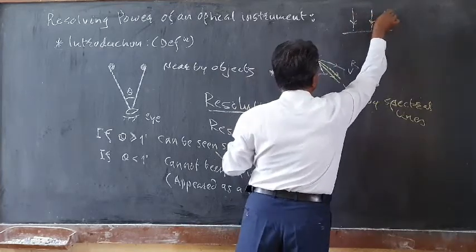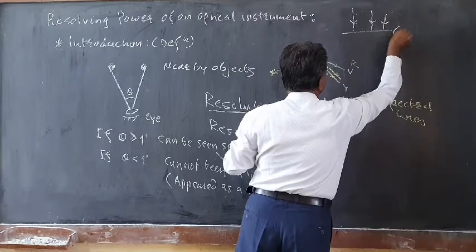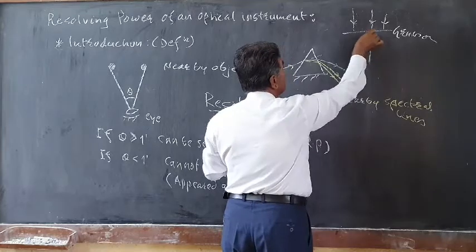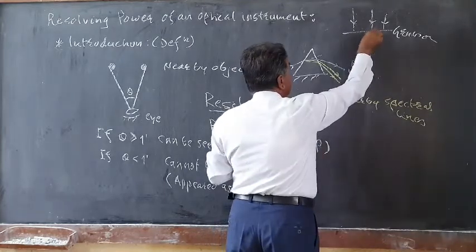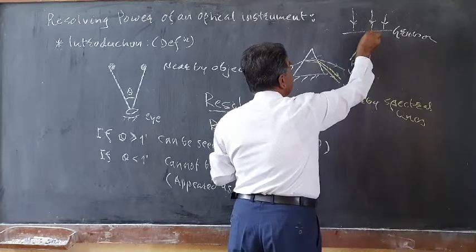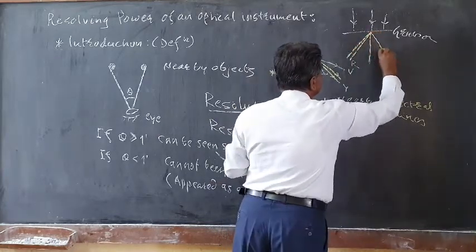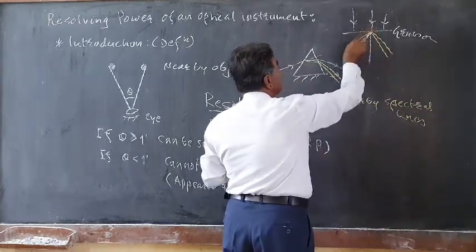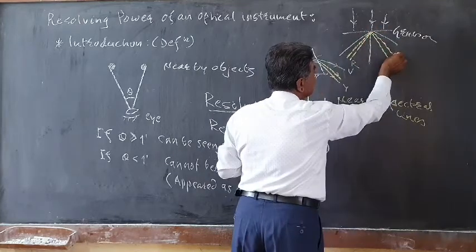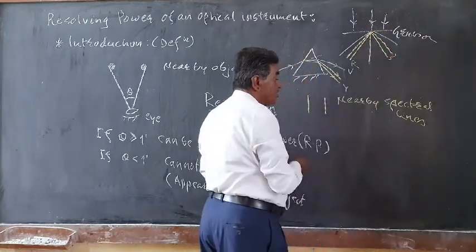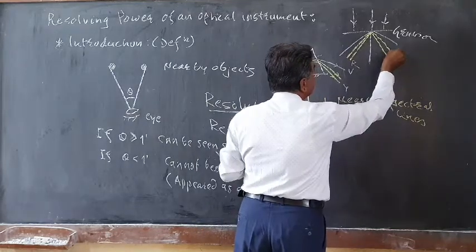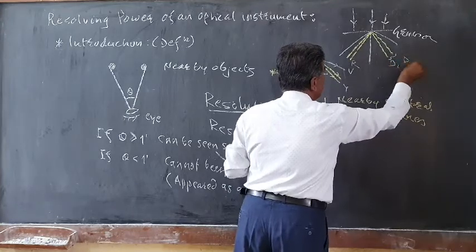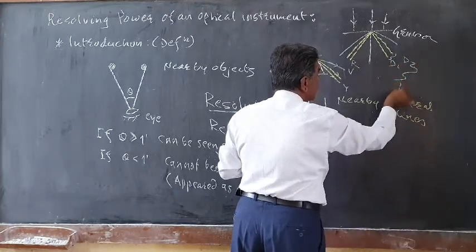In the case of the grating also, we get the different colors: first order, second order, etc. We also get the two yellow spectral lines here. These two spectral lines, close to each other, are nothing but the yellow doublet, which we call D1 and D2, and these spectral lines can be regarded as nearby spectral lines.